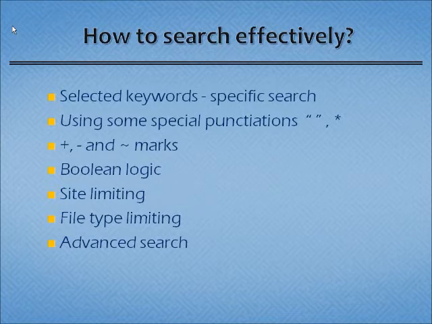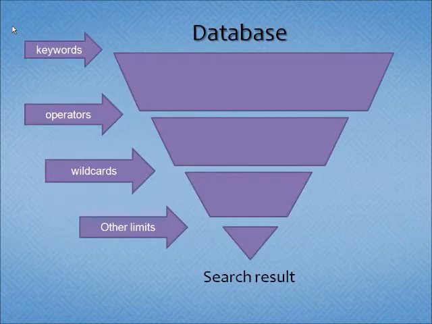Also, some other marks. Also, there is Boolean logic, the Boolean operators in the search engines. These operators also filter our search results. Site limiting is another option, I will mention it, and file type limiting. Also, there are some advanced search options in search engines, even in Embase, Cochrane, PubMed, and in Google.